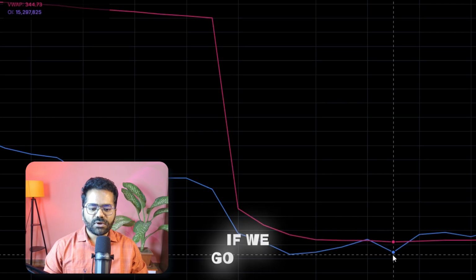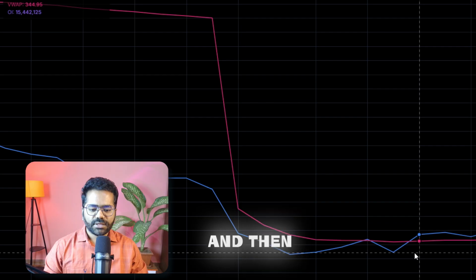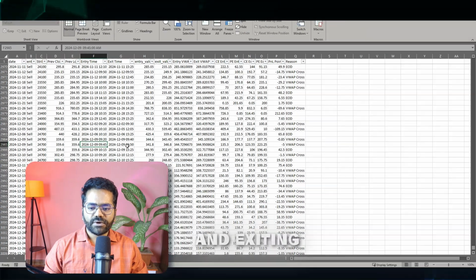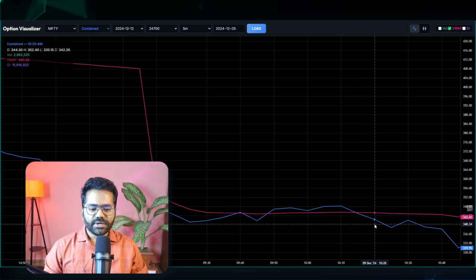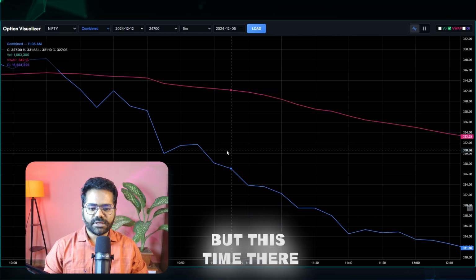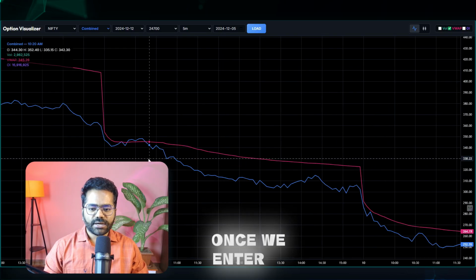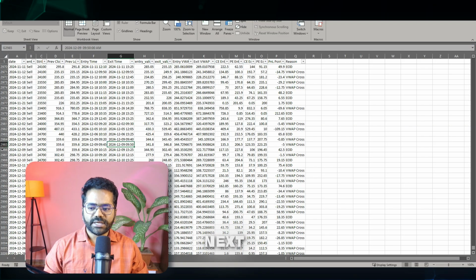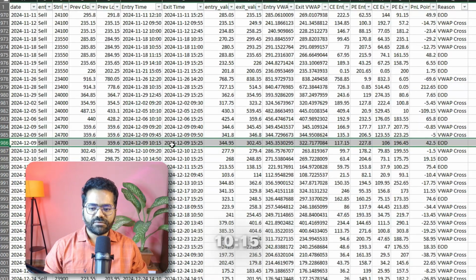And then next, we are selling at 9:45 and then we are exiting at 9:50. So this is this trade, selling at 9:45 and exiting at 9:50. And then again we enter at 10:20, but this time there is no stop loss. Once we enter at 10:20, then at 3:25 only we are closing. So that is our next trade. In this trade at 10:15 to 3:25 we made a 42 point profit.